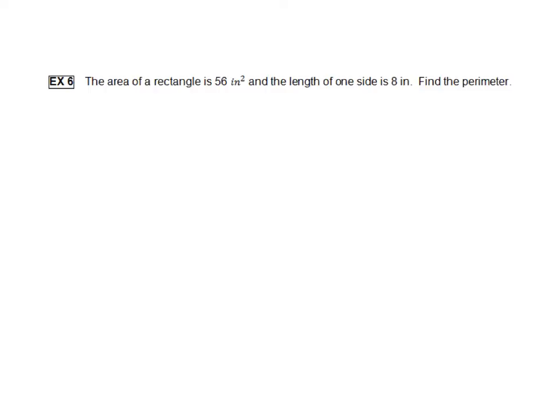Alright, so our next example is similar, just a little bit reverse. This time we are given the area and we are trying to find the perimeter. So again, it's a rectangle. I'm going to go ahead and draw this out. We know that the area is 56 and we are given that the length of one side is 8 inches.